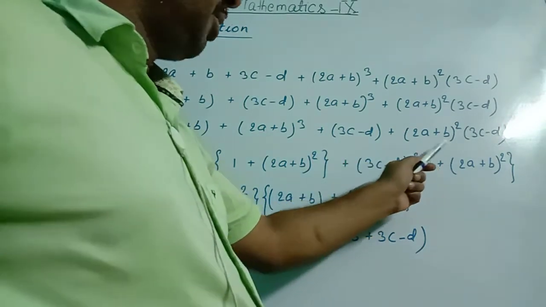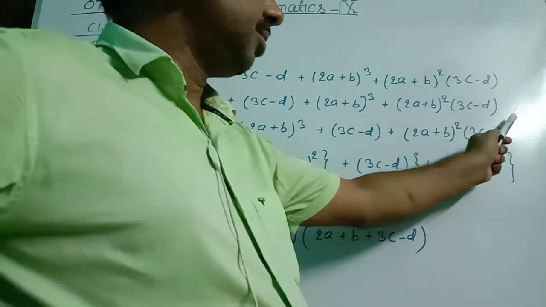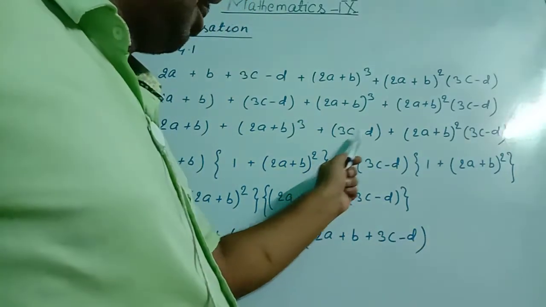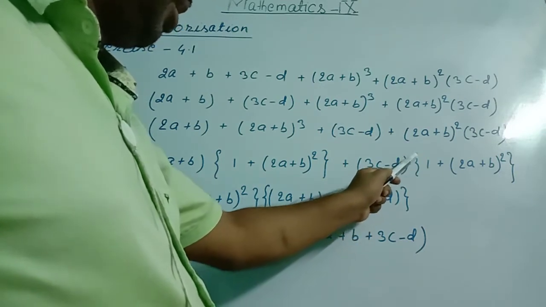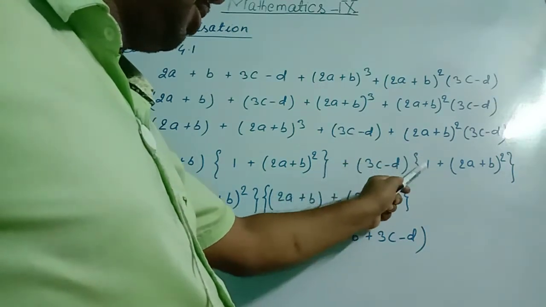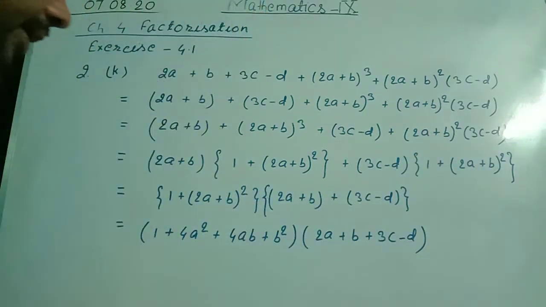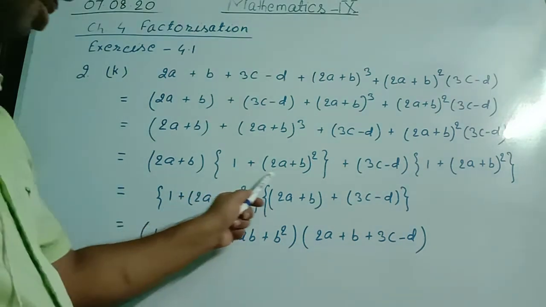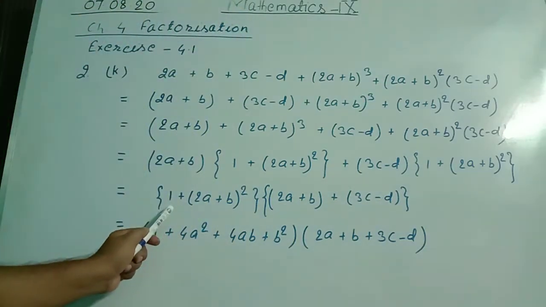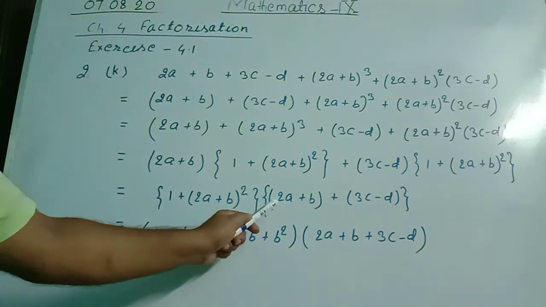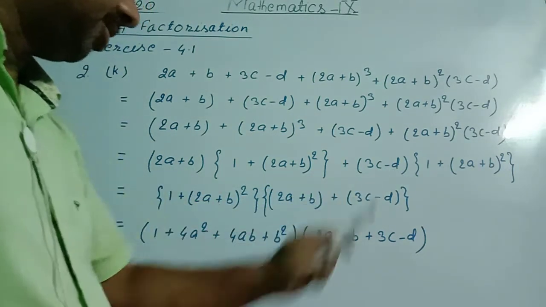in these two terms we have the possibility to take 3c − d as common, because 3c − d has the least power and is common in both the terms. So I took 3c − d as common, and I started a middle bracket. At this place 1 is left, this plus came here, (2a + b)², middle bracket closed. Now what are we saying? This is the common term, 1 + (2a + b)². So I wrote [1 + (2a + b)²] into this (2a + b) plus this (3c − d).